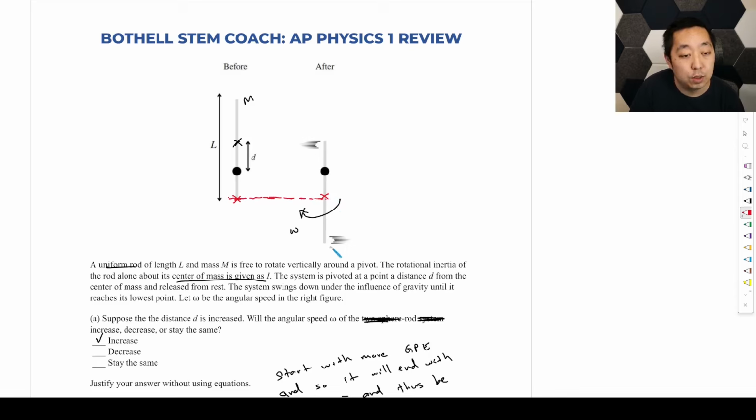This is L over 2, and then actually, sorry, this is D. Sorry, let me write where the center is. So the center of mass is going to be halfway here. This distance is D. So this is going to be our lowest point, right?